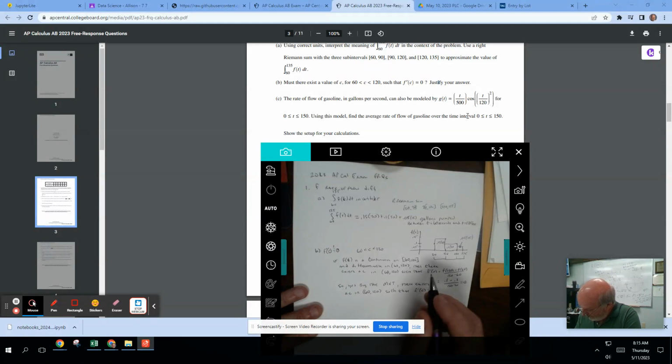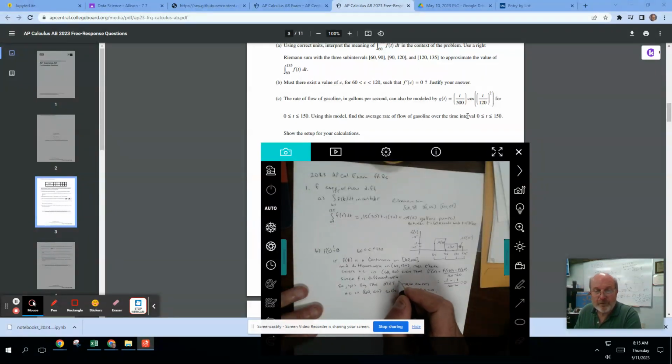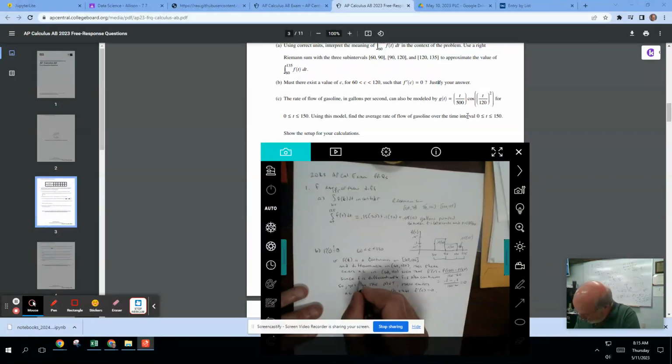Oh, we have to remember, we defined that f is differentiable. We need to make sure and state this: since f is differentiable, f is also continuous on 60 to 120.